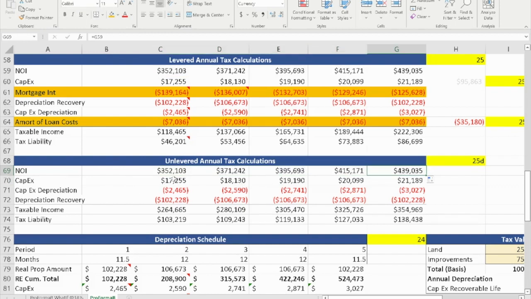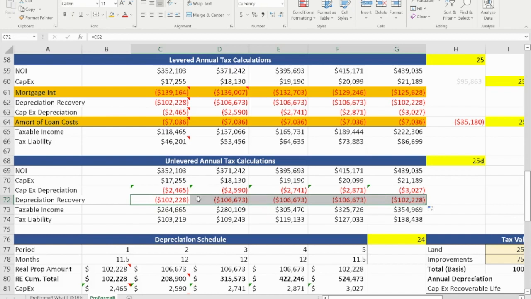The CapEx, we're going to bring that down as well from up here. Same thing we did here. We're going to just go equal that and drag it across, and we'll have the same number here. And then the annual depreciation, the CapEx depreciation, we're just going to do the same thing. We already did the work. Going to just drag it across and bring it down. The depreciation recovery, same thing we did here. We're going to bring that down. We've already done all the work. Just going to drag it and bring it across here.